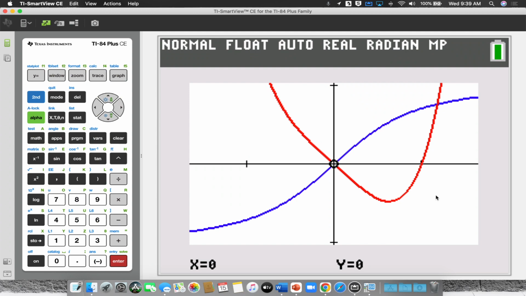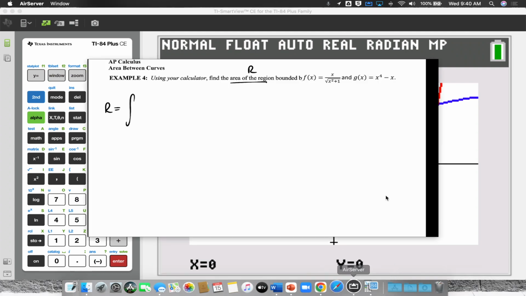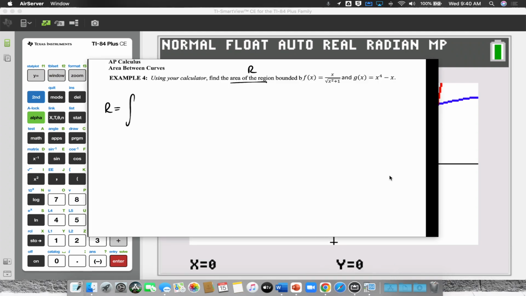red one. So on your paper, you don't even need to put the whole f of x. You can just put, since it's labeled as f, you can put f minus g. That's acceptable. Because it said use your calculator. So we're not having to calculate anything by hand. We're just showing how we got our answer. Okay?